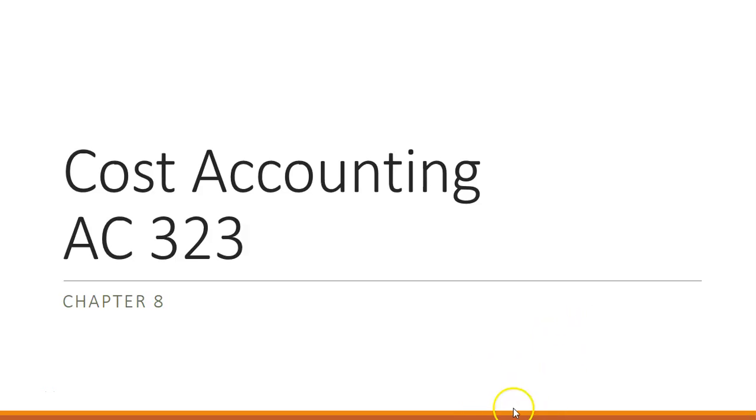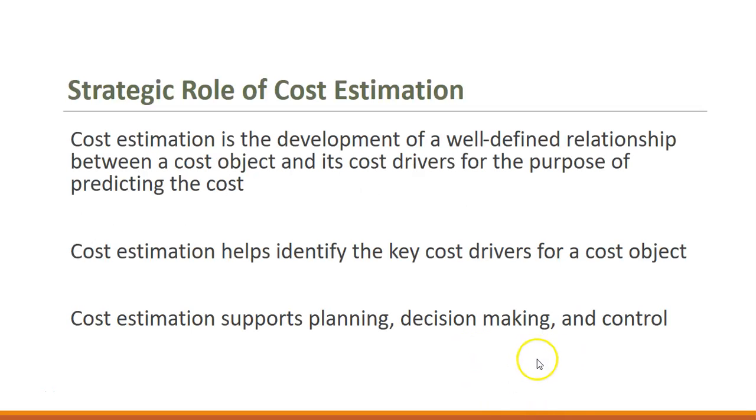Chapter 8. In Chapter 8, we look at making cost estimates and why we do cost estimates. Well, this is the relationship between our cost object and our cost drivers for the purpose of predicting costs. This is important for overhead management, for using estimated costs to create budgets, using estimated costs to allocate overhead. It helps us with all of our planning, decision making, and control.